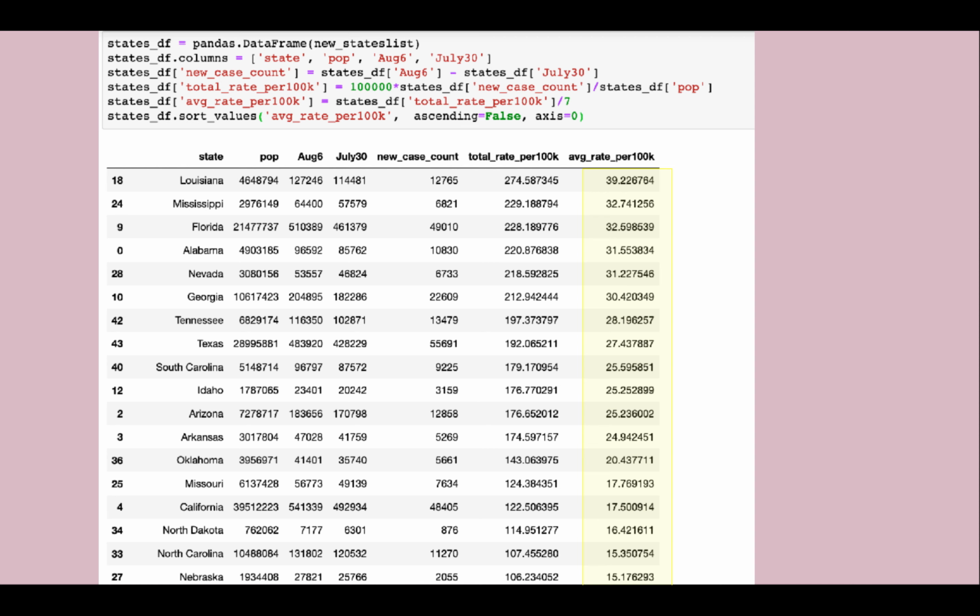So I did a little bit of math, a little bit of research, and I included some of the computer code because now you have the machinery to understand some of this. Total rate per 100,000, here's the 100,000 times the case count divided by the population. Here's where we make it an average by dividing it by 7. And we have a column here, average rate per 100,000.